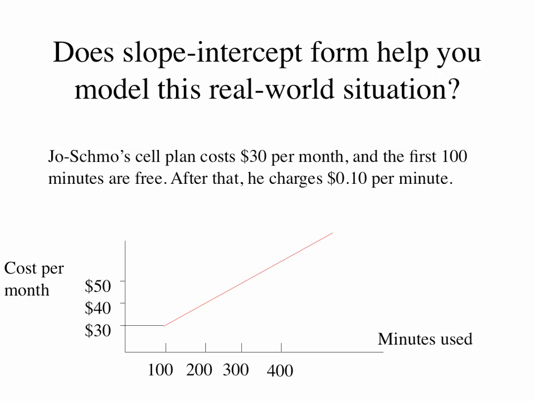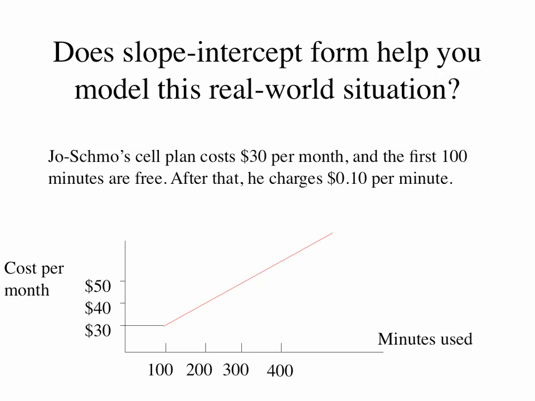Go with section 5.3. To begin with, I want to ask you a question. Here's a cell phone plan, Joe Schmo's plan, and it costs $30 a month, and the first 100 minutes are free. So whether you use 0 minutes or 99 minutes, you're still paying $30 for that first 100 minutes. After the first 100 minutes, he charges you 10 cents per minute.